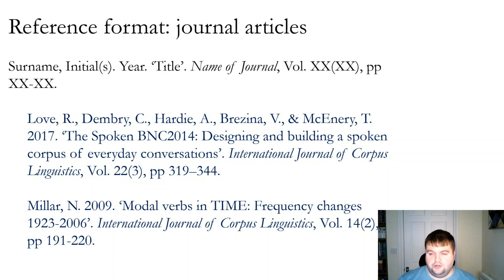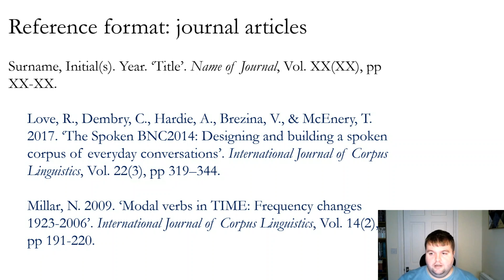Typically, academic journals are published in volumes, and each volume will have a number of issues. So you have a volume number, and then immediately after the volume number in brackets, you'd put the issue number. And then you'd have the page range of the entire article. So it tells you what the page range of the article is within that journal.